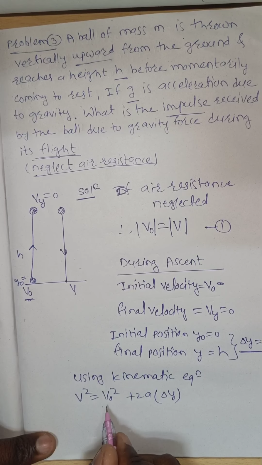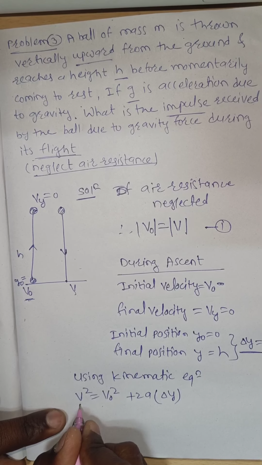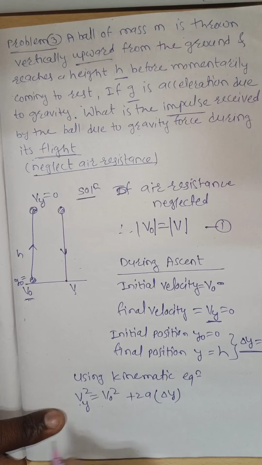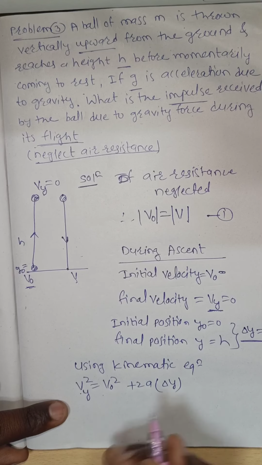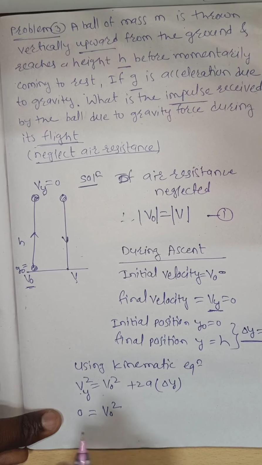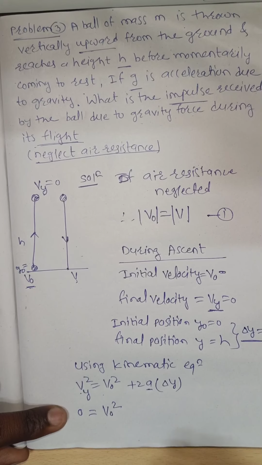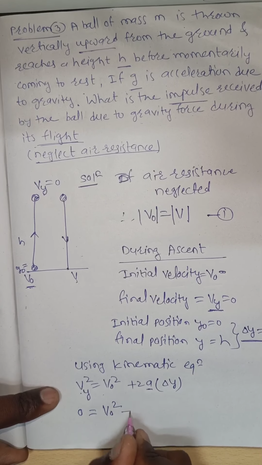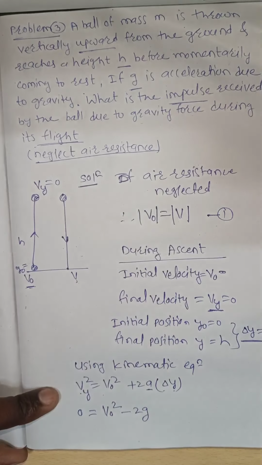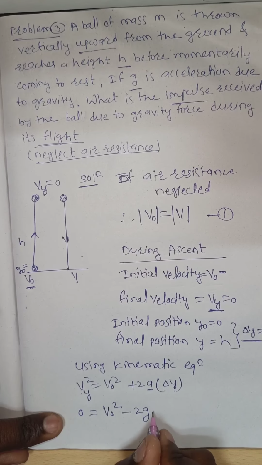v square is equal to v0 square plus 2a into delta y. What is v? That is the final velocity, vy, which is equal to 0. So 0 is equal to v0 square, since we have to find the initial velocity, plus here the acceleration is the acceleration due to gravity, minus g, therefore minus 2g into delta y, which is equal to the height, how much the ball travels along the y axis, that is h.